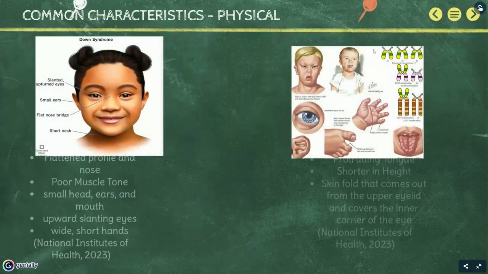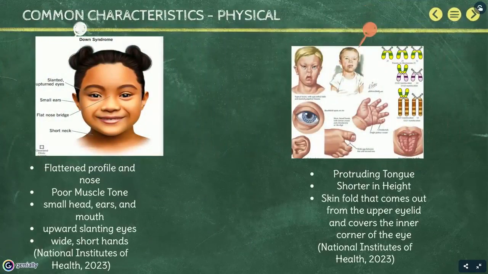And then here we just have some common physical characteristics of children with Down syndrome. They have a flattened profile, a flat nose, poor muscle tone, a small head, ears, and mouth, upward slanting eyes, and then wide, short hands, as you can see in these pictures. They also are known to have protruding tongues when they're babies, which just means that they stick their tongue out. They are typically shorter in height, even when they're adults. They have skin folds that come out from the upper eyelid and cover the inner corner of their eye.